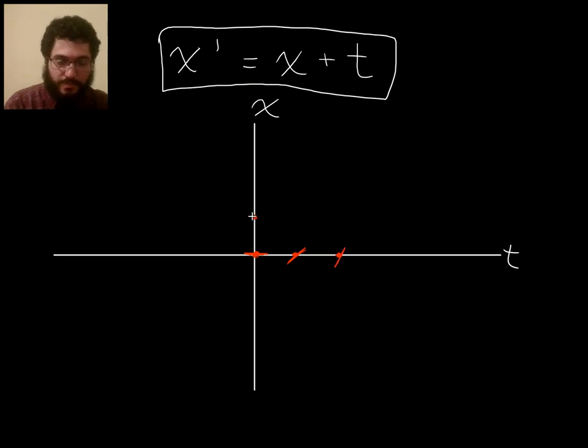What about here? If the initial condition at x of 0 were 1, then the slope as a solution passes through there would be 1 plus 0, which is 1. So it would be like that. And let's do one more. So at 1, 1, you'd have 1 plus 1 is 2, so the slope would be 2. So x prime would be 2. So it would be something like that. Let's do another one. What about negative 1, negative 1? Then the slope would be negative 1 plus negative 1, which is negative 2.